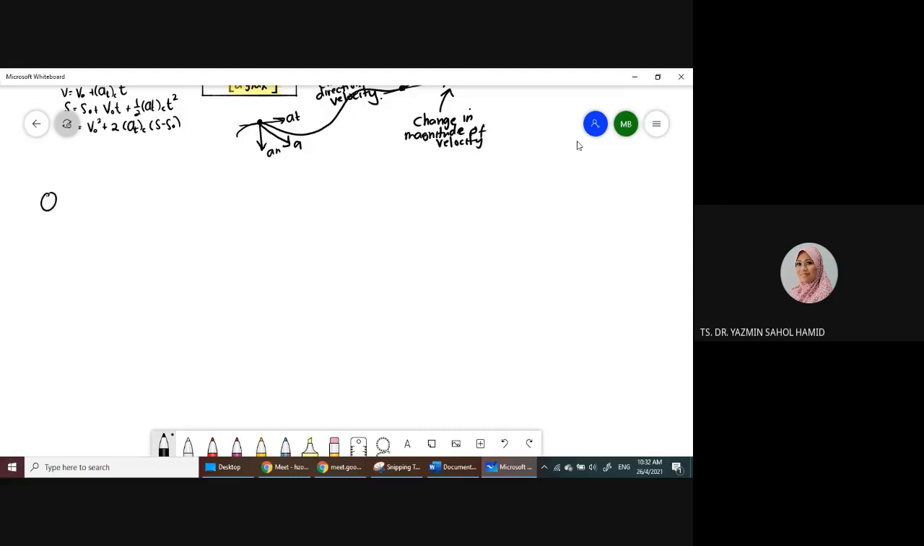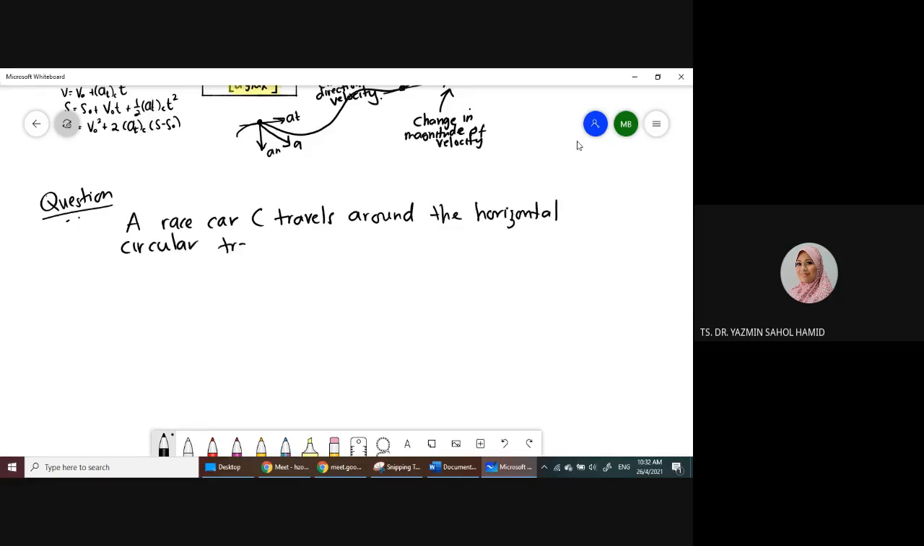Okay, please copy. Question. Let's try this question together. A race car C travels around the horizontal circular track that has a radius of 300 meters.